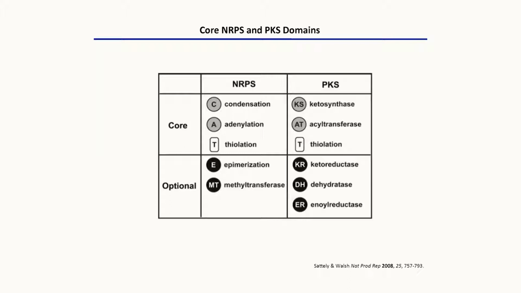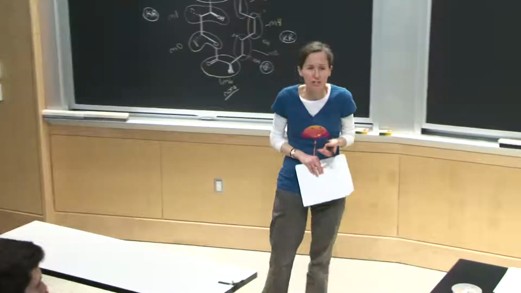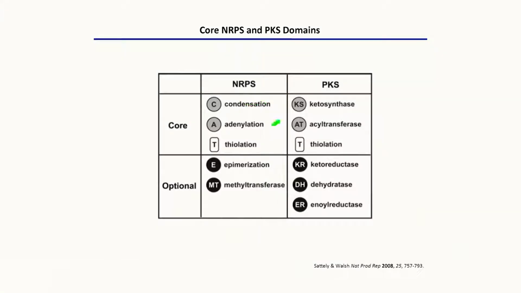And this is another slide from last time that is just summarizing the core domains and then examples of optional domains for the PKS and NRPS. So we learned last time that for PKS, every module will have a KS and a T domain, with the exception of the loading or starter module that has no ketosynthase because there's no upstream group here. For NRPS, the core of a module is the CAT trio. So condensation domain, or C domain, this is the domain that's going to catalyze peptide bond formation between two of the monomers. We have an adenylation domain, and we'll see this does chemistry similar to the aminoacyl tRNA synthetases. And then we have the T domains that are carrier proteins for the monomers and growing chain.